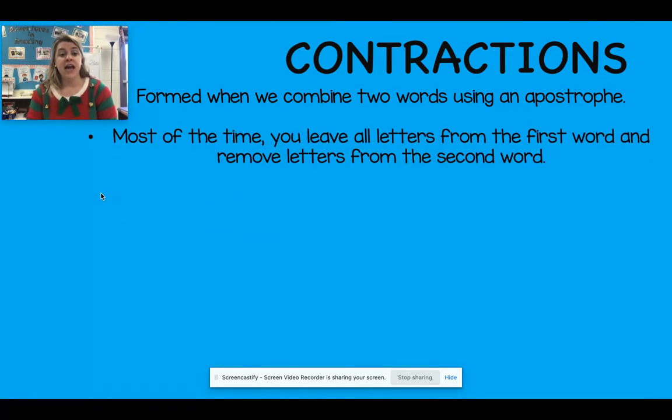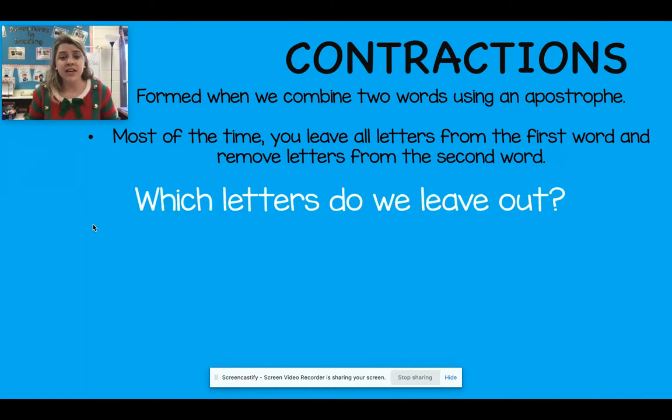Most of the time, we leave all the letters from the first word in our word, and then we remove letters from the second word and replace them with the apostrophe. So whatever letters come out, that is where the apostrophe is going to go. But which letters do we leave out? We're going to look at three of the most common contractions.